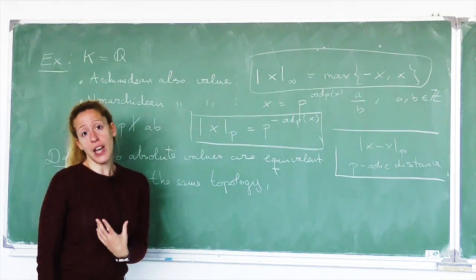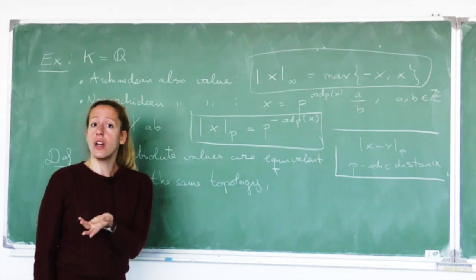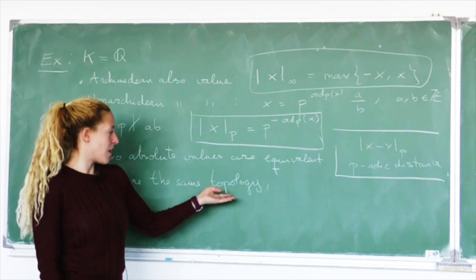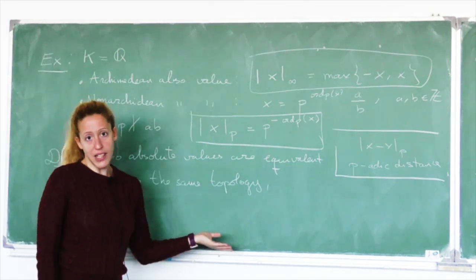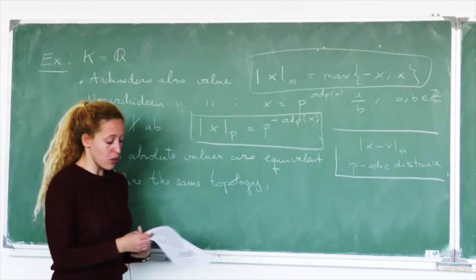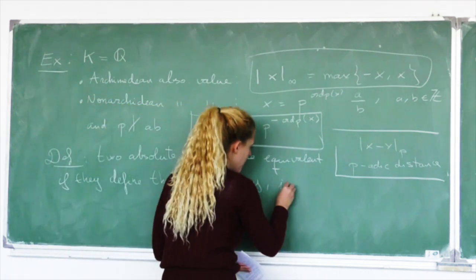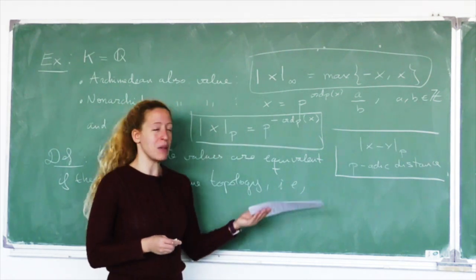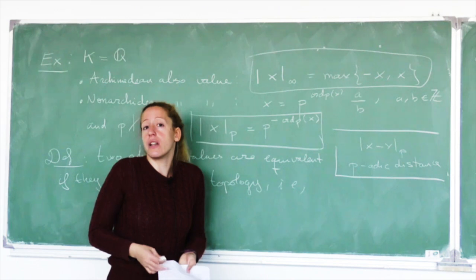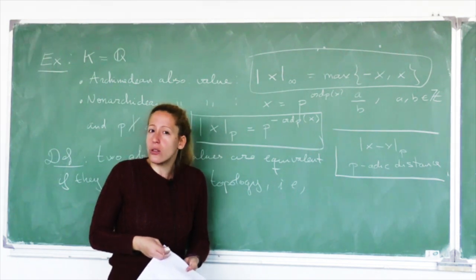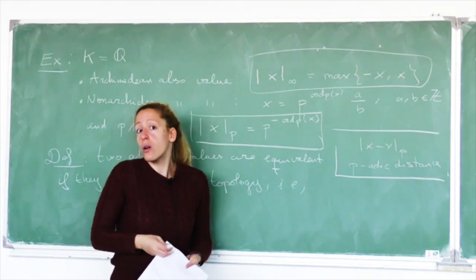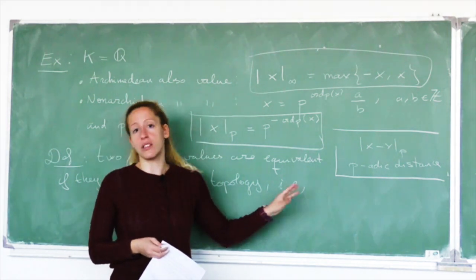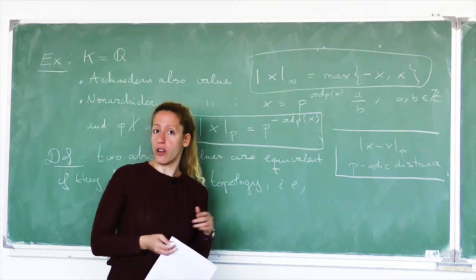So now you're going to say that two absolute values are equivalent if they induce the same topology. But of course, in general, this is complicated to check. So we have another characterization of this. I'm not giving the proof. Why am I not giving the proof? Because I assume that you saw it, maybe in a functional analysis course or a topology course that you followed in the past. So if you are not familiar with this, don't hesitate to contact me, and I can send you some references to check this.